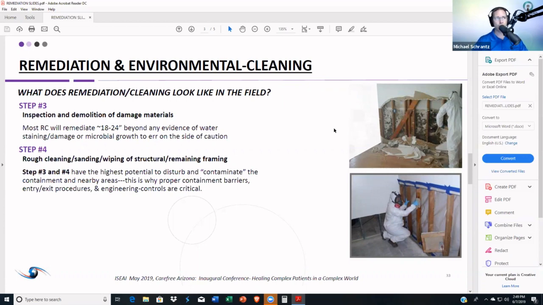So we'll add that when they're doing the chalk line and they're cutting open that wall carefully, trying to be considerate of where the mold goes, there's not really a set standard that I'm aware of saying how many inches beyond. You'll hear different remediation companies say, we go 18 to 24 inches beyond any evidence of water staining, damage, or mold growth.